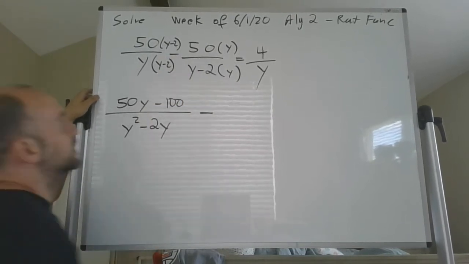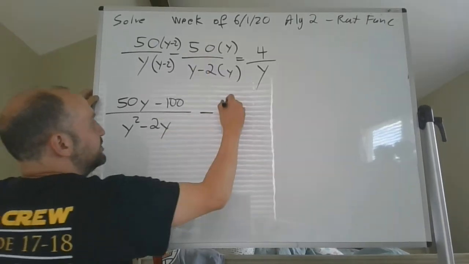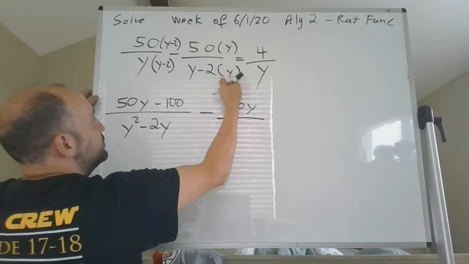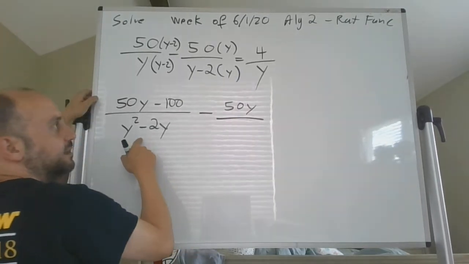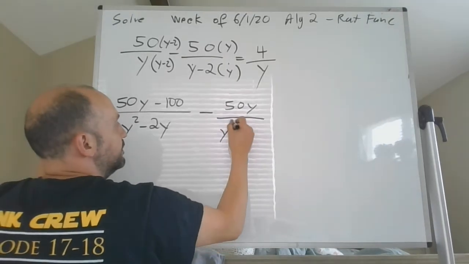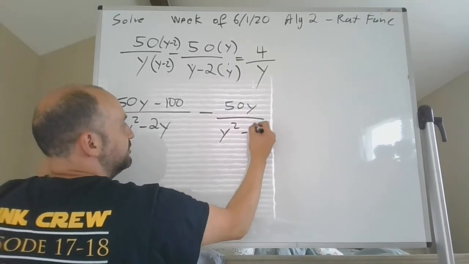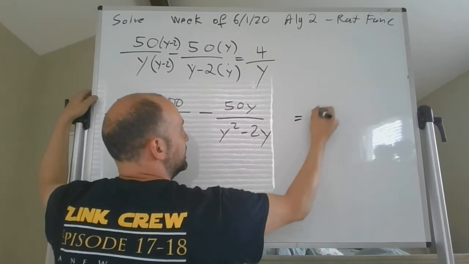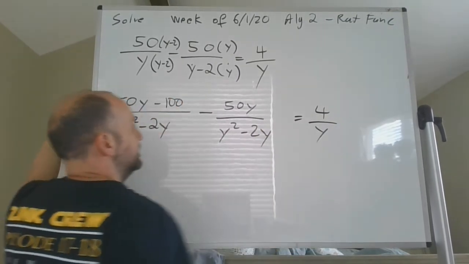Minus. Let's look up here now. 50 times y is 50y over... Well, this y minus 2 times y has to give me the same thing, because the whole point is to get a common denominator. y times y is y squared. Negative 2 times y is negative 2y. That's how you know you did it right. You're going to have the same denominator. All equals 4 over y. Okay, let's continue this.